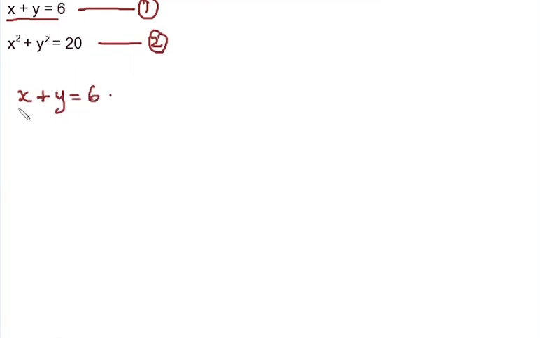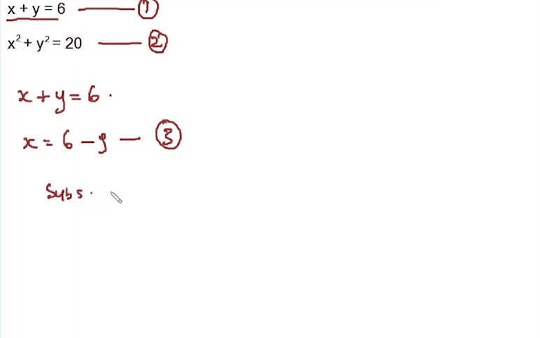So I have to make one of these values the subject of the formula. Let me pick x. So if I say x, and y moves over to the other side, I have 6 minus y. I can call this equation 3. So I have to substitute equation 3 into equation 2 to get my value of y. So the next step is to substitute this value into equation 2.